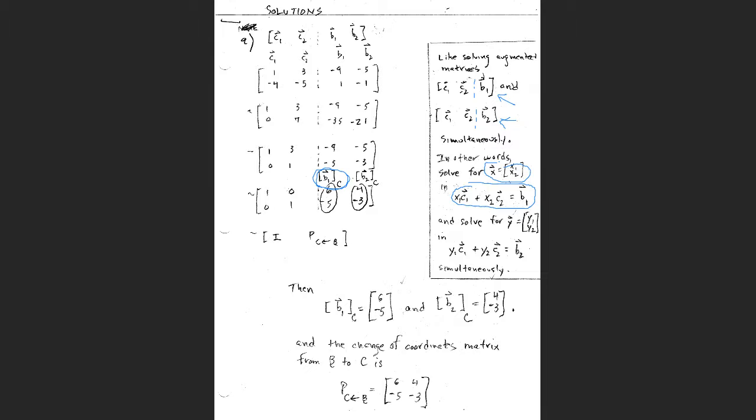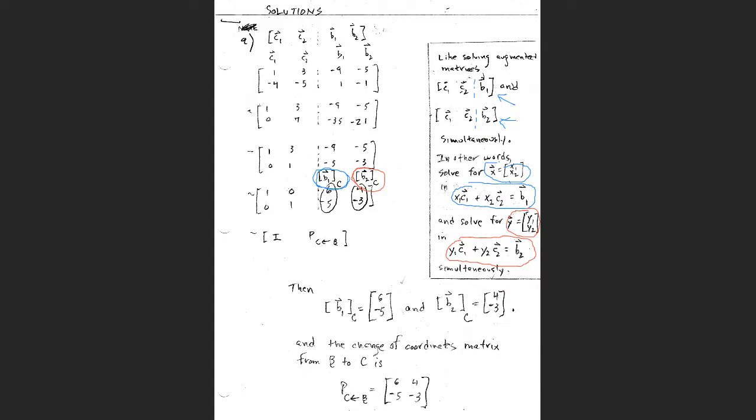Similarly, I want to solve for y1 and y2, the variables in this vector equation: y1 times C1 plus y2 times C2 equals B2. Those values would form the coordinate vector of vector B2 with respect to basis C.